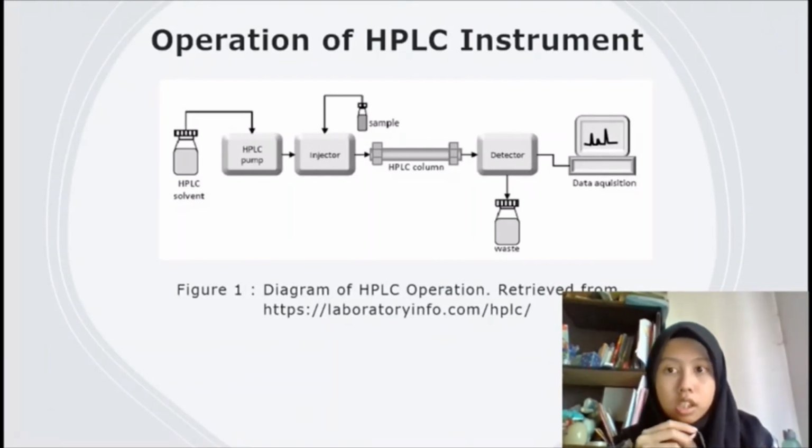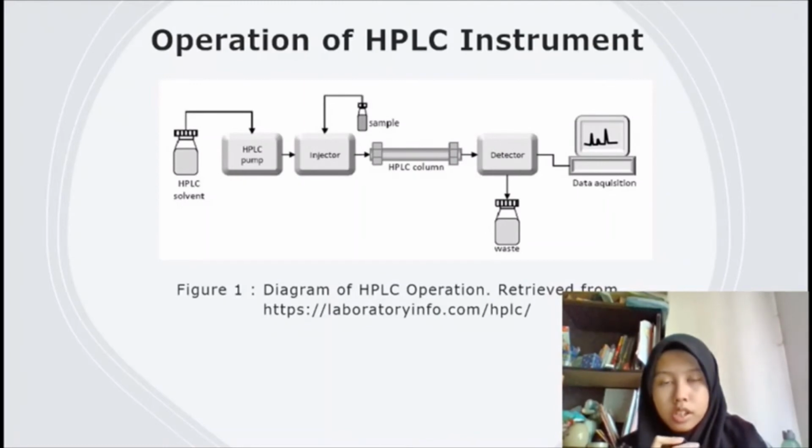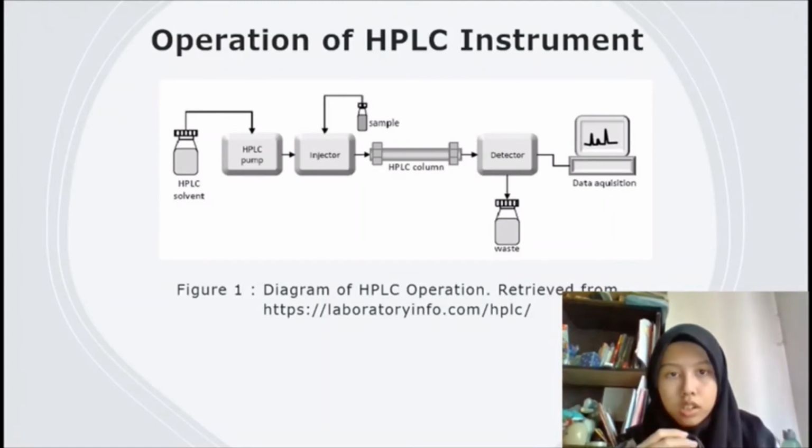As you can see, the HPLC solvent goes to the HPLC pump, which then goes to the injector alongside the sample. The injector then forces both the sample and the solvent into the HPLC column, which then moves to the detector, which records the retention time, and this data is sent to the computer. The waste sample is then removed.